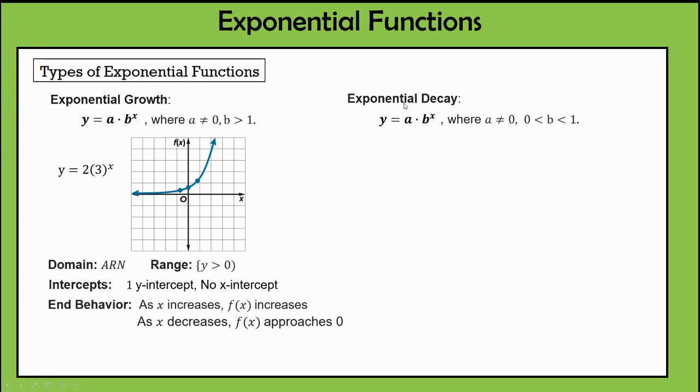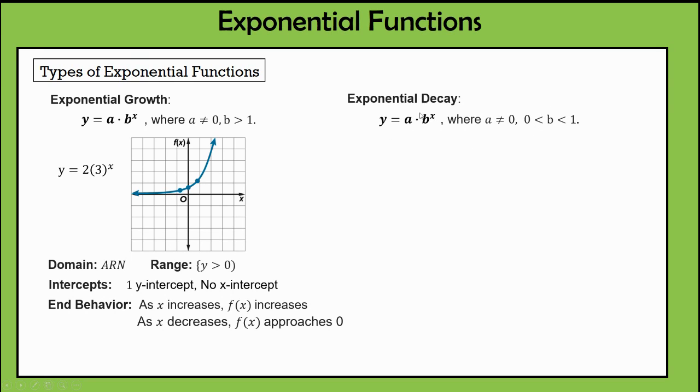The other part of this is exponential decay. These equations look exactly the same: y equals a times b to the x. Here's your difference. Your b has to be a number between 0 and 1. It can't be 1, can't be 0. It's got to be somewhere between. So a fraction or a decimal between 0 and 1.